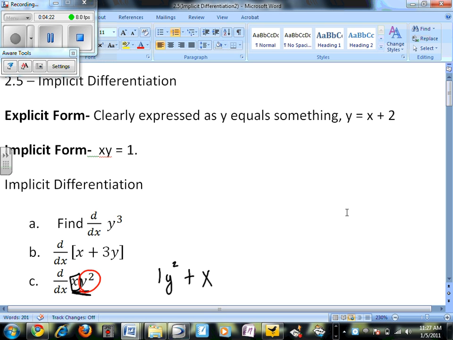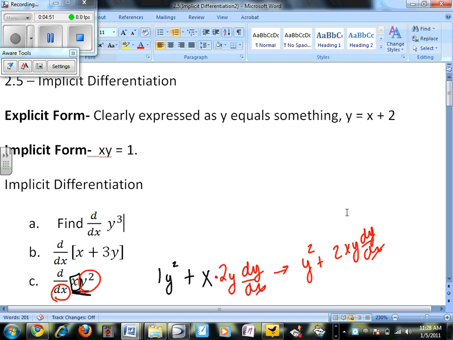The derivative of my second term, well, we're taking the derivative with respect to x. All right, so we have to do the chain rule. We have to say that the derivative of y squared is 2y dy dx. And that's all we do. We're left with y squared plus 2xy dy dx. And that's it.